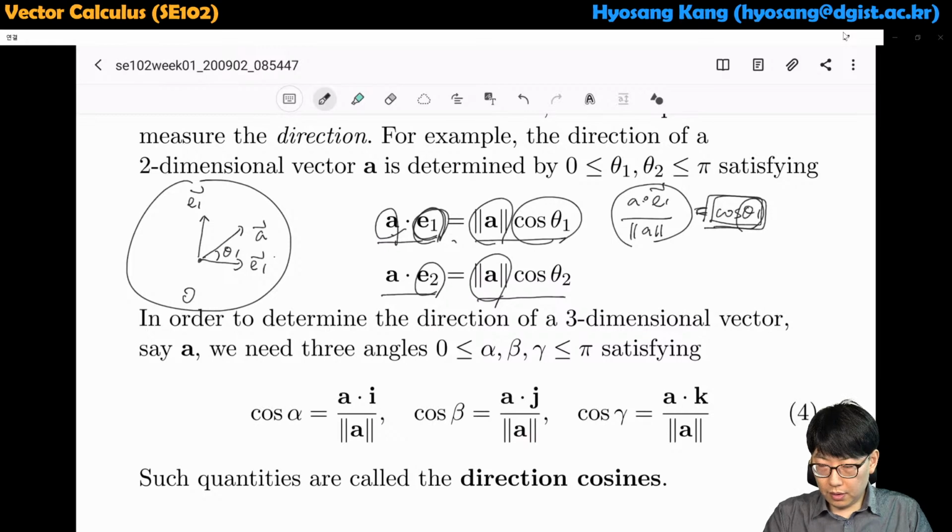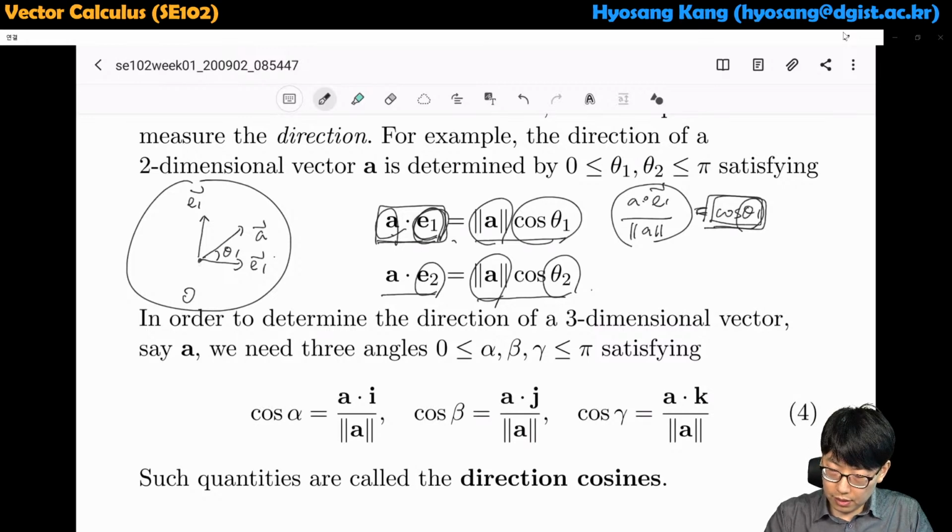Now, by taking an inner product of A and E1, it's not sufficient to get the full direction of A. I need to take an inner product with E2 again. If I take the inner product with E2, I get theta 2, which is the angle between A and E2.